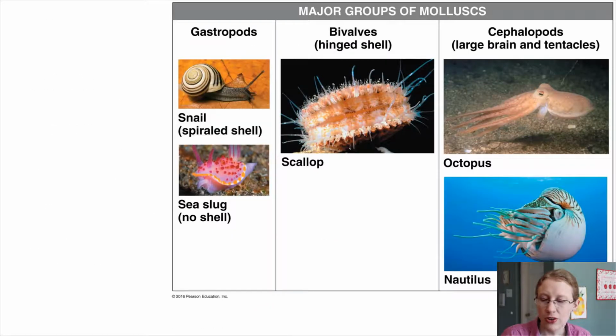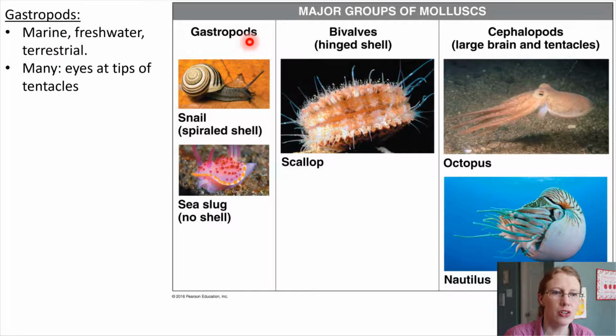There are three major groupings of mollusks. I've been referencing the snails just because they're a familiar example. Snails are an example of a gastropod. Gastropods are one of our major groupings of mollusks. Most gastropods that we are familiar with are terrestrial, but there are also freshwater and marine types as well. And many of them have these really characteristic tentacles that have eyes at the end. So gastropods, that's one grouping of mollusks.